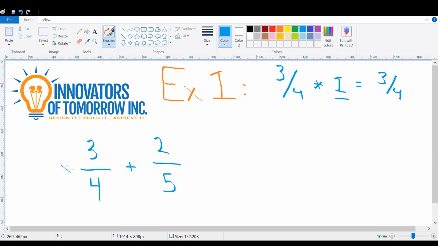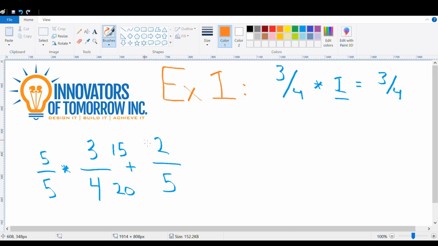So what if we did 5 over 5 times 3 over 4? 5 over 5 is the same as 1, and jumping ahead to multiplying fractions, which turns out to be easier than adding, we simply multiply the numerators together, 5 times 3, which equals 15, and then multiply the denominators, 4 times 5, which equals 20. Our result is 15 over 20, which is the same as 3 over 4.